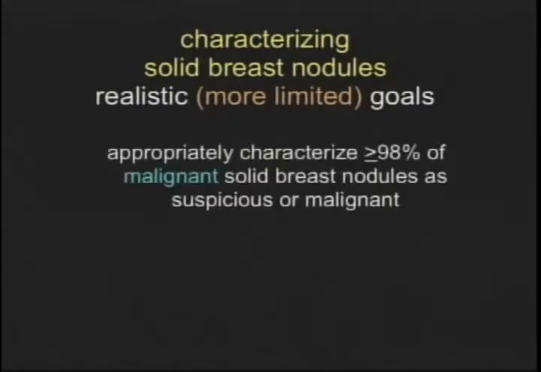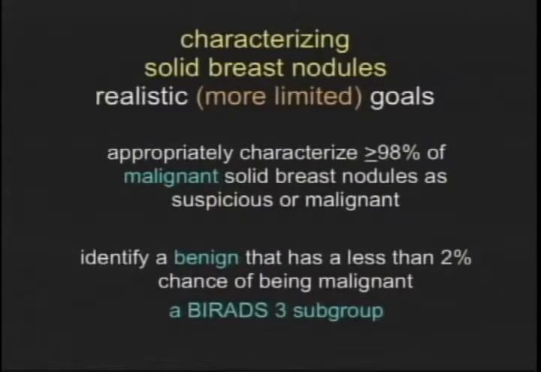So what are realistic goals? Well, to appropriately characterize more than 98% of malignant breast masses as suspicious or malignant, BI-RADS 4 or 5, and then to be able to identify some subpopulation of the benign nodules that are benign with greater than 98% certainty. And we can do that. We probably don't do as well at that as we should. But those are realistic, achievable goals.